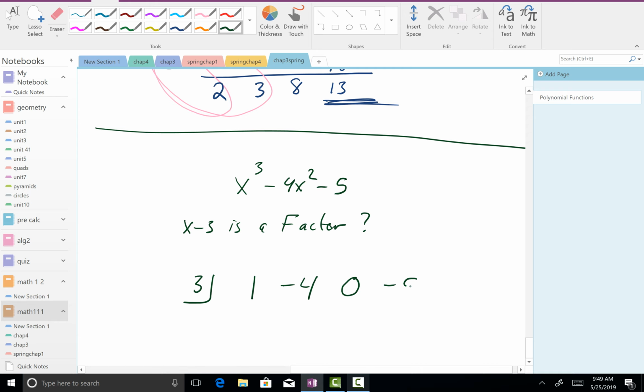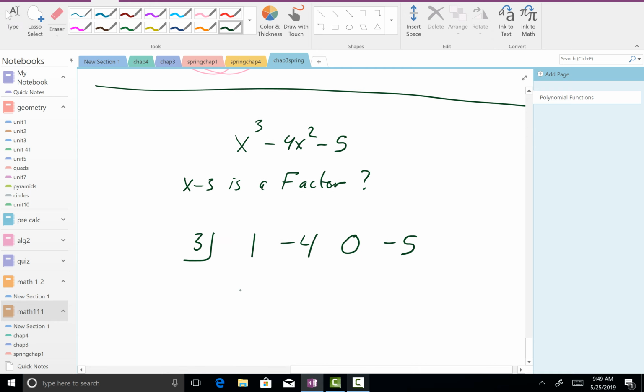So, drop down to 1. 3 times 1 is 3. Negative 1. 3 times negative 1 is negative 3. Negative 3. 3 times negative 3 is negative 9. Negative 14. So, is x minus 3 a factor of this? Yes or no? No.